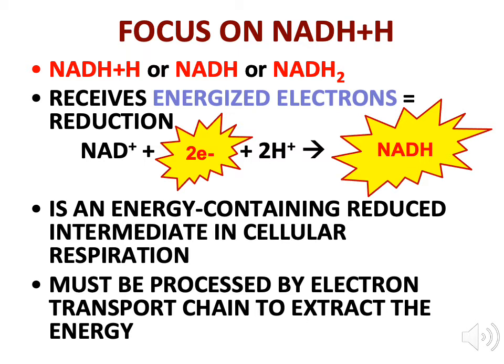Look at our last bullet. It says must be processed by electron transport chain. We're going to talk about that on our next slide. An electron transport chain is a series of molecules that are collected to process these energized electrons to extract the energy. In the bottom of that slide, after it says extract the energy, you write down and make ATP. And we're going to see this on our next slide.